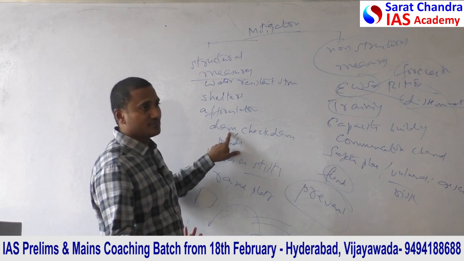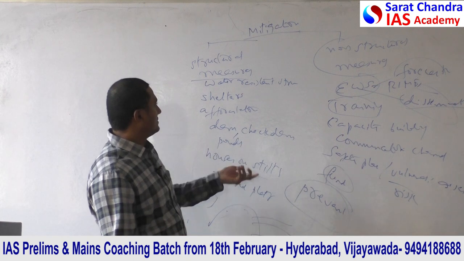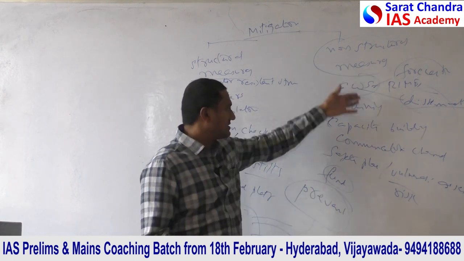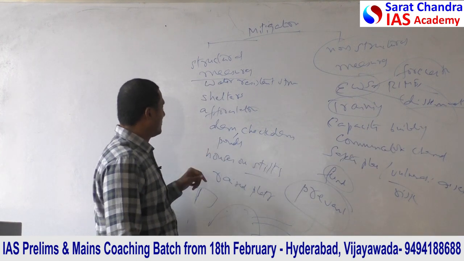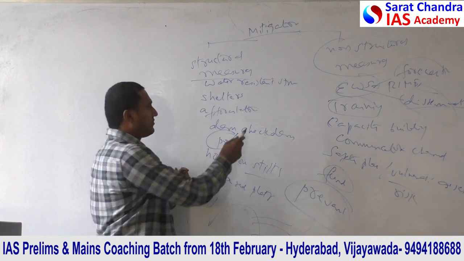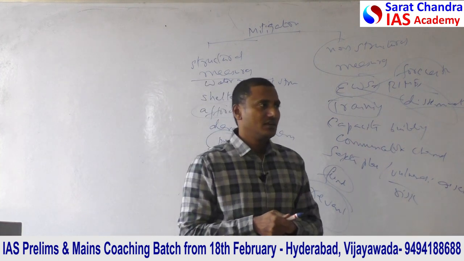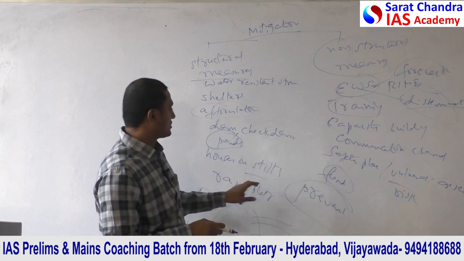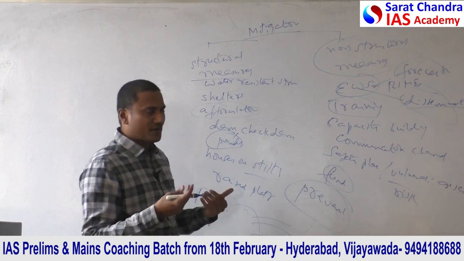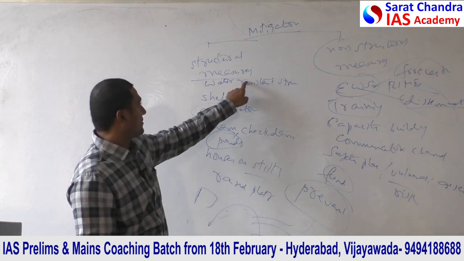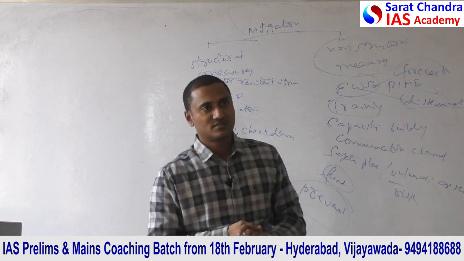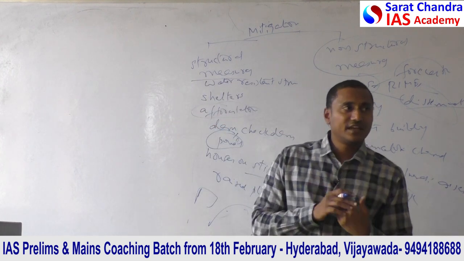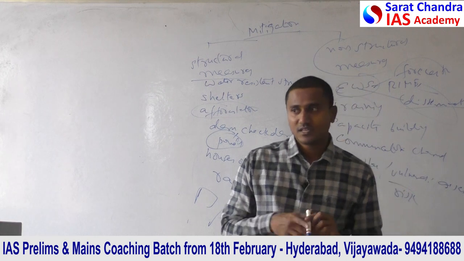How do you stop the flood? Sometimes dams can stop the flood. Sometimes these things cannot stop the floods. They are mitigation. Ponds can stop the floods. Afforestation sometimes can stop the floods. So some of them are for stopping or reducing the floods. But some of them, like water resistant shelters, are only mitigation. They cannot stop the floods. Prevention is different. Mitigation is different. You understand? Yeah, tell me.